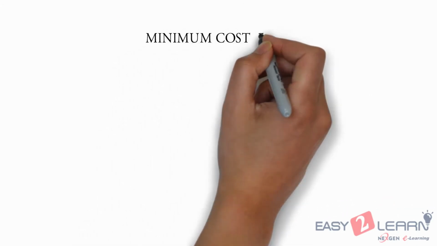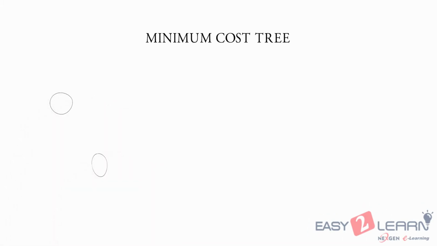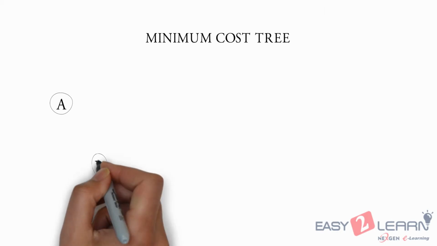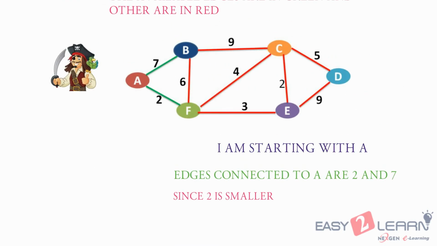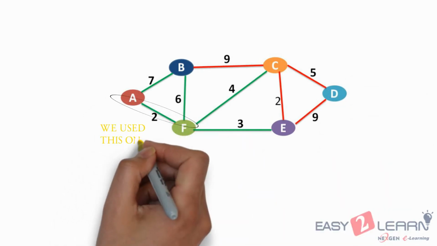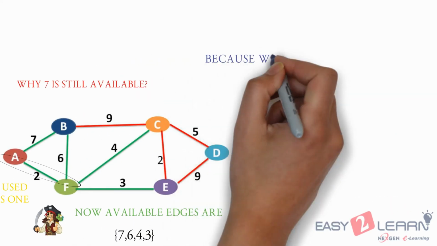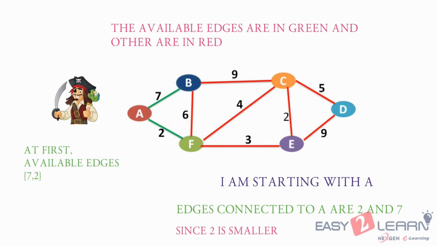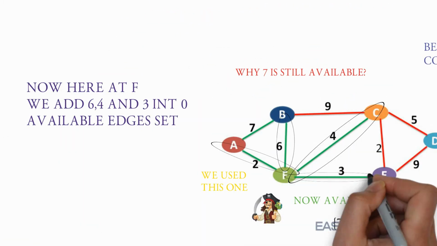So let us try to build the minimum cost tree. Here it starts: A to F with a weight of 2. Now let's jump to node F. We have 3 options here, 7, 6 and 4, but we'll go for the smaller one. So I'll select 4, which is between F and C.